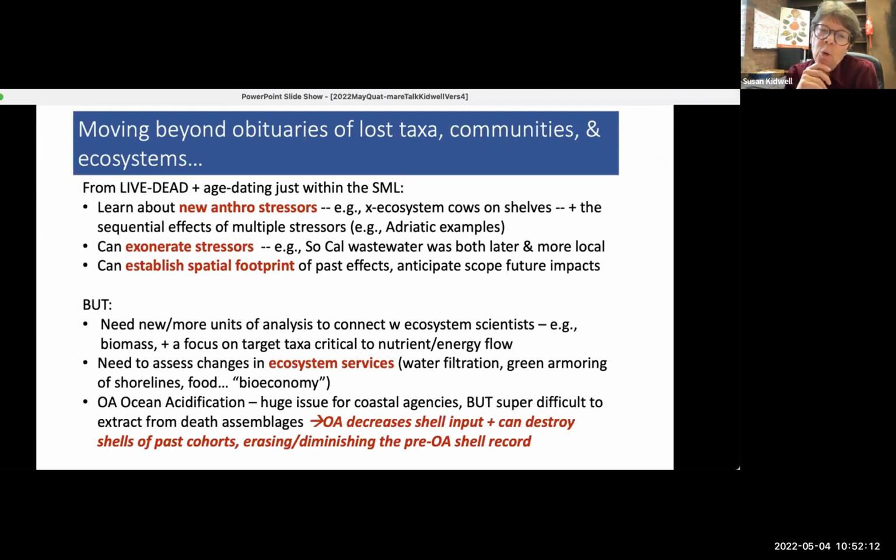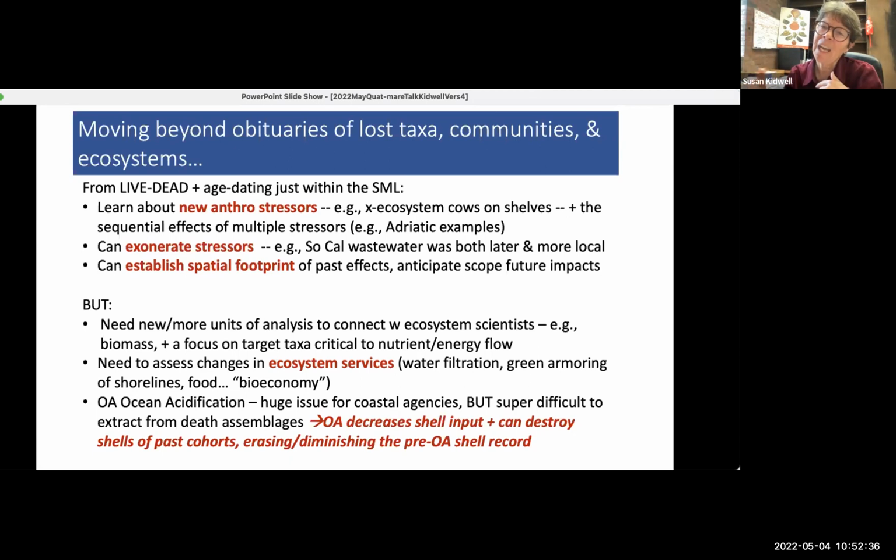And that's because OA decreases shell input. Think of all those little bivalves. They're finding bivalves that don't have shells anymore when they're living, because the shell dissolves even while they're alive. And obviously then that increased acidification can destroy the shells of past cohorts, right? That's this loss, absence of sequestration in the Arctic where it's already undersaturated overlying waters.